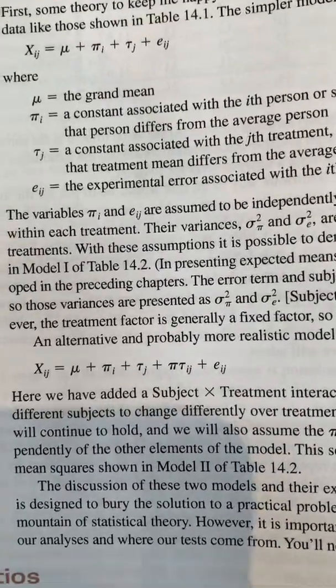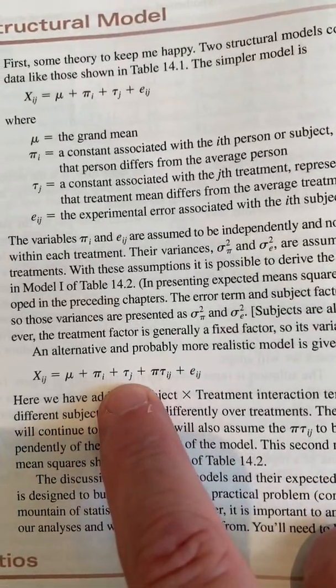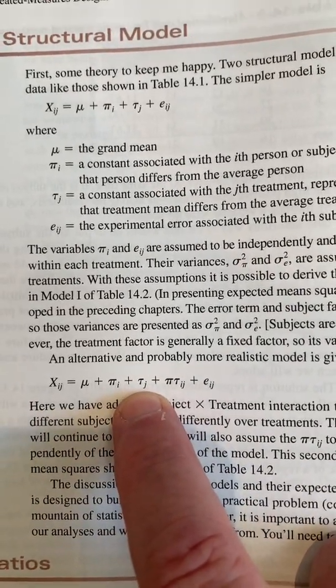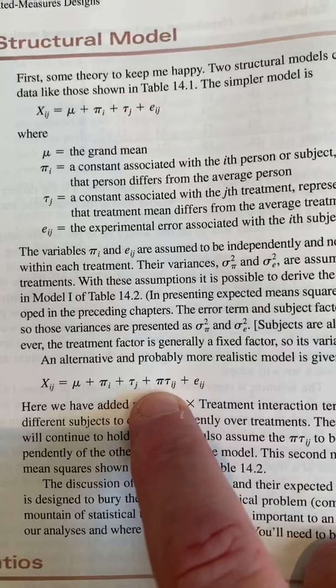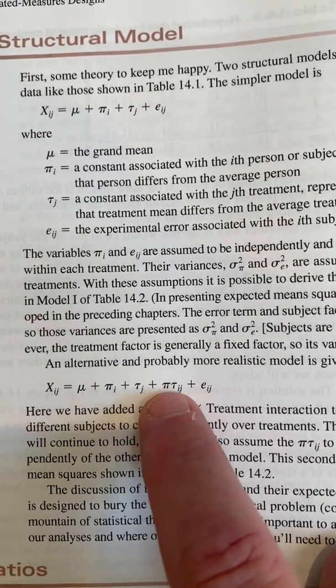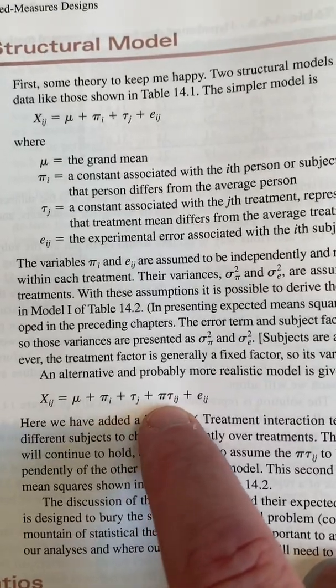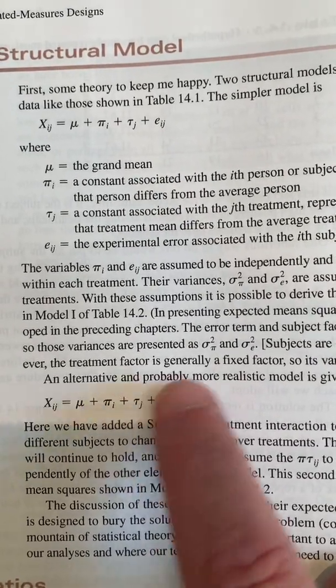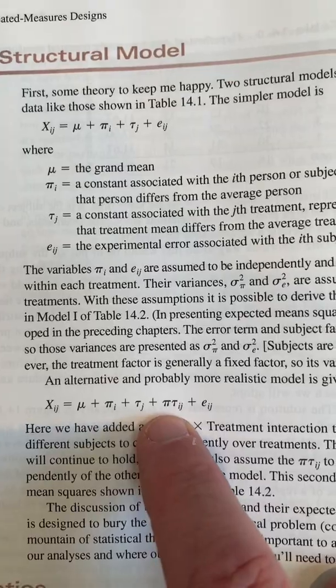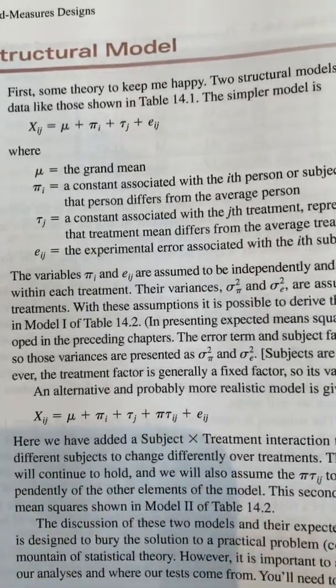And then, so that tau is something that we saw in the one-way ANOVA structural model. And then we have the interaction between individual subject effects and the treatment. And this is the thing that functions as our error term for the F ratio. And I'll show you that in just a second. And then we just have whatever's left over, which is just referred to as error.